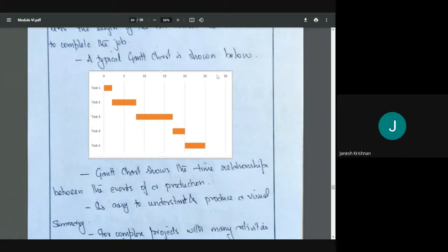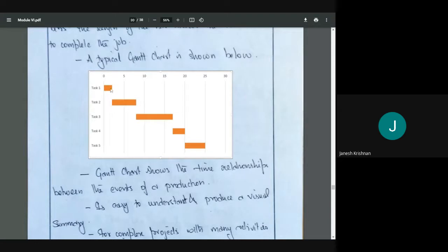If this is a month, it took 2 months. Maybe we can talk in terms of days. So it took 2 days to complete task 1. So what can you say about task 2? Task 2 started only after the completion of task 1. Task 1 had completed, and only then did task 2 start.